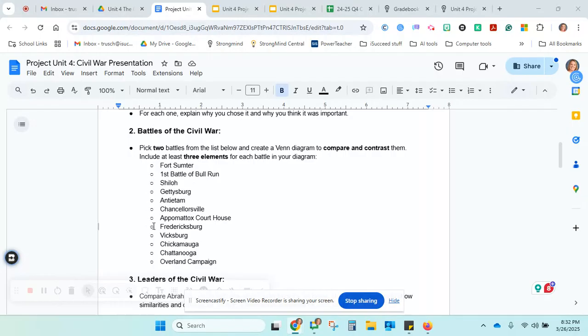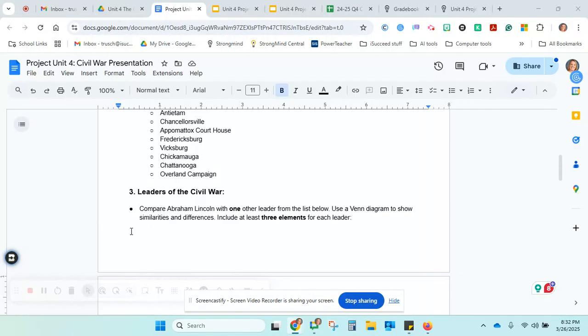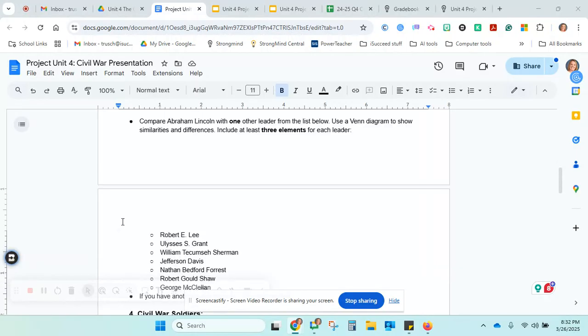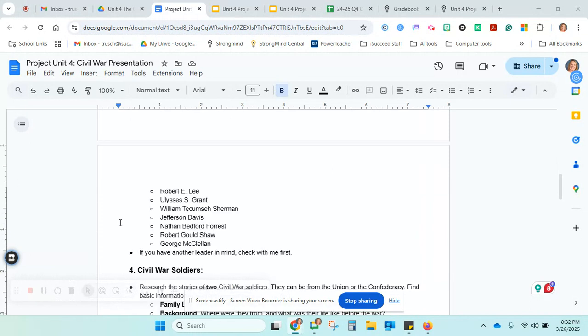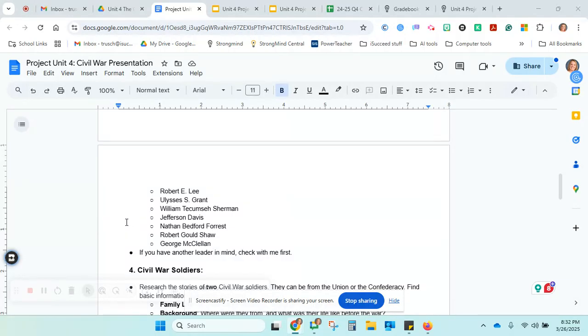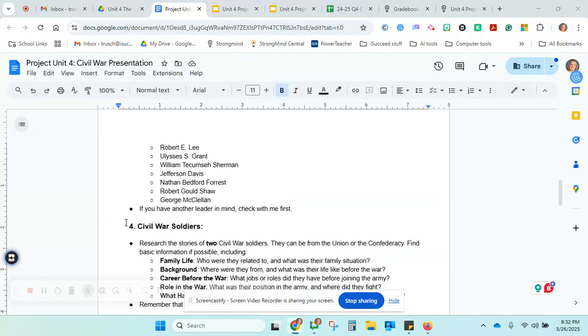And then leaders of the Civil War. For your leaders, you need to use Abraham Lincoln. And you need to use a Venn diagram to show similarities and differences between Abraham Lincoln and at least one other person. So, here are some leaders that you might choose. If you have another one in mind, go ahead and check with me, but I'll probably say that's okay.